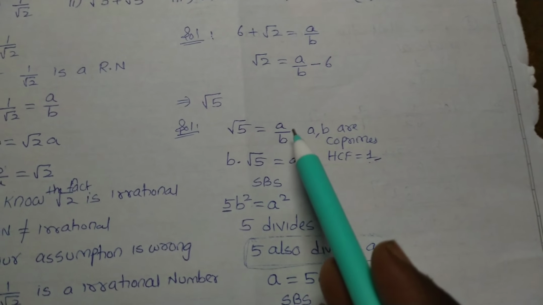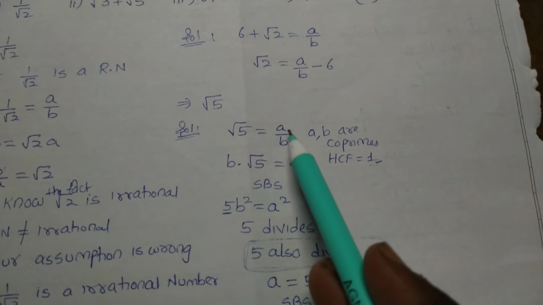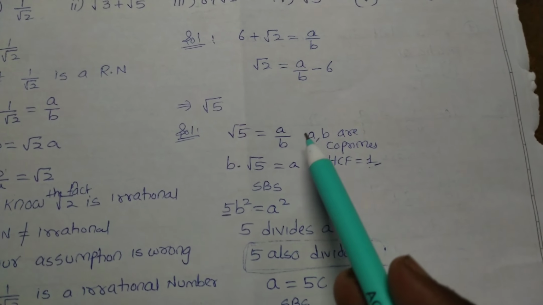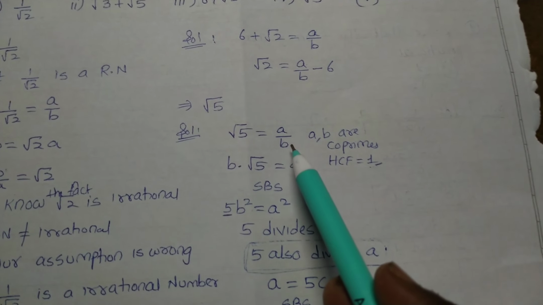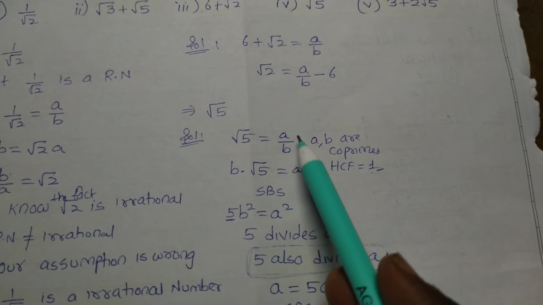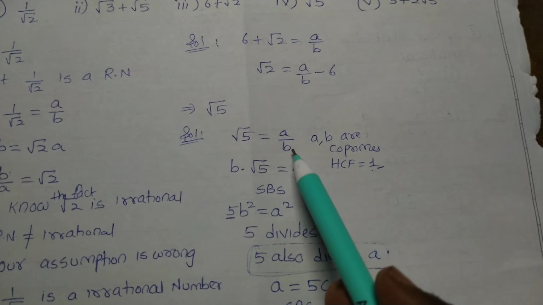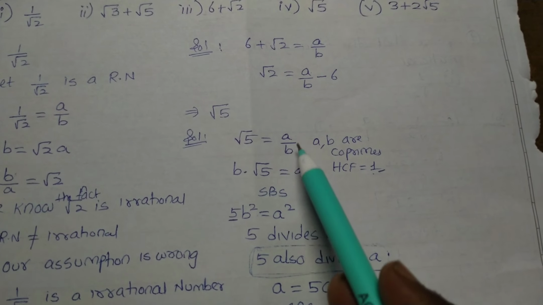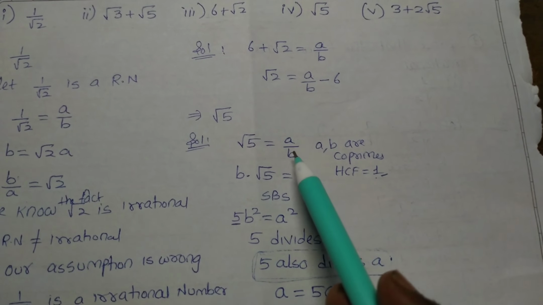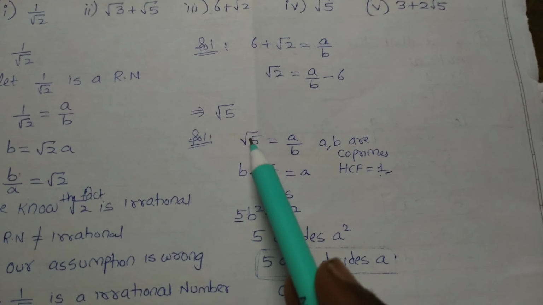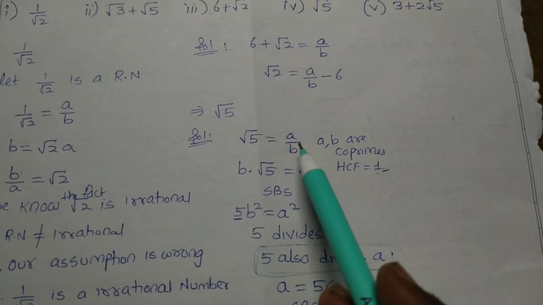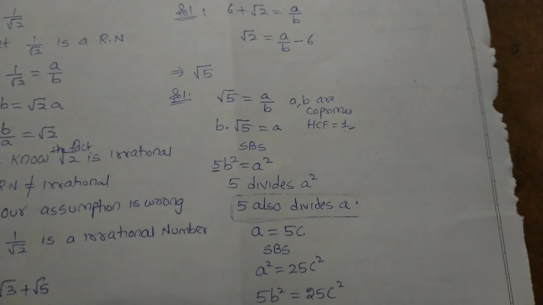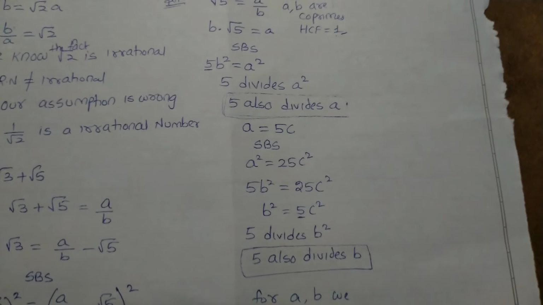If a, b are not co-primes, then a by b is not a rational number. If a by b is not a rational number, then it will be an irrational number. So what is a by b? Root 5. So that's why root 5 is irrational. Are you able to understand? So this is the process you have to follow.